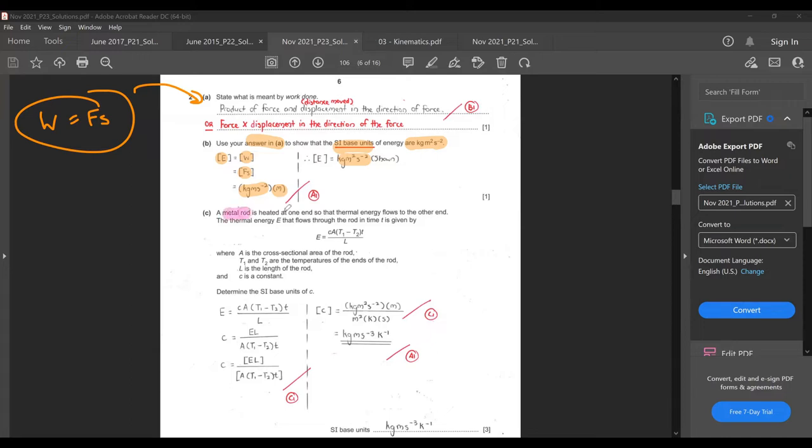Then for C, you have a metal rod that is heated at one end so that thermal energy flows out to the other end. The thermal energy E that flows out of the rod in the time of t is given by this equation here, where A is the cross-sectional area, T1 and T2 are the temperatures, L is the length, and C is a constant. Now find out the SI base unit of C. Usually for this kind of case, if you are asked to find the unit of a particular variable, make the variable the subject in the equation. So while I have the equation as E equals C A (T1 minus T2) t divided by L, I make C the subject, and I'm going to get E L over A (T1 minus T2) times t.